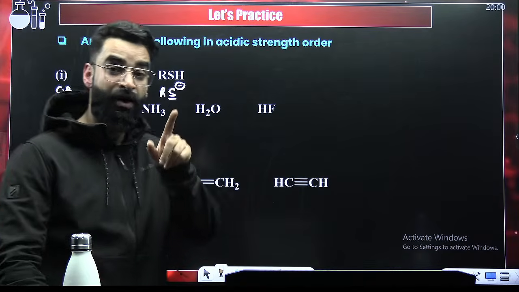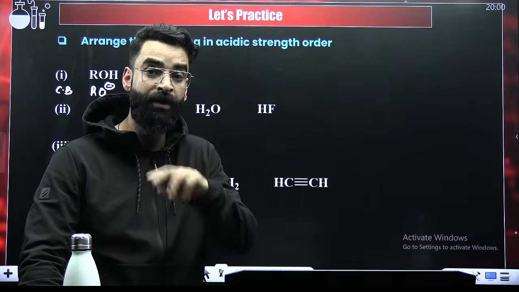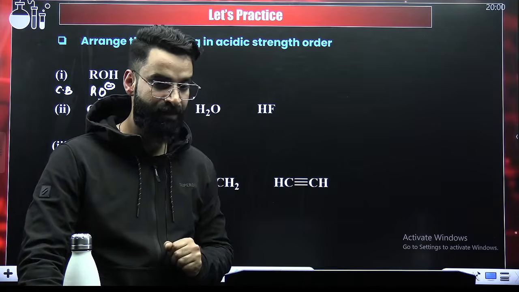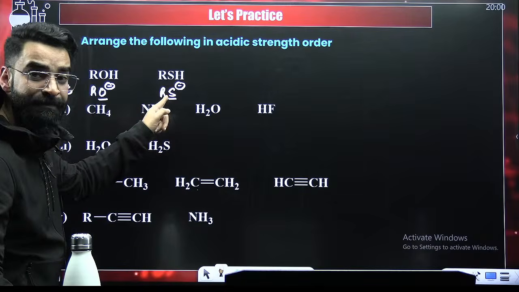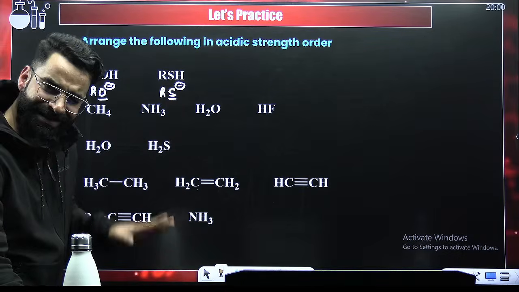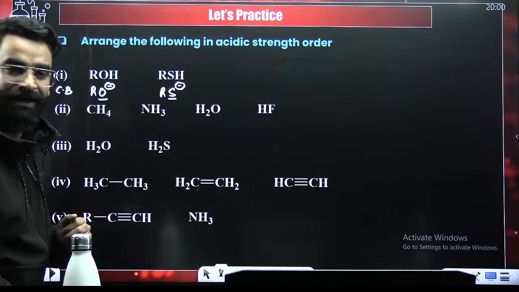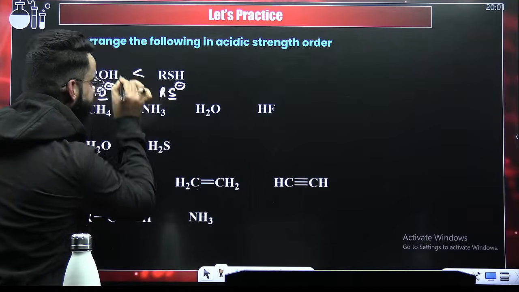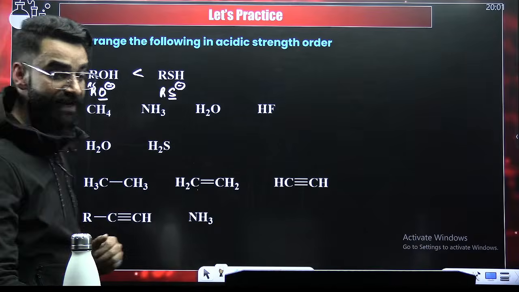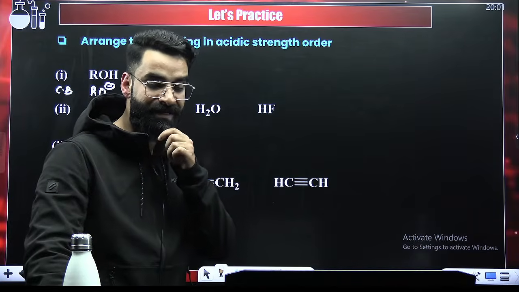Oxygen and sulfur belong to the same group, and in the group, VCD dominates. The more the size, the lesser the VCD, the more the stability. So this conjugate base is more stable, so its acid will be stronger, because acidic strength is directly proportional to the stability of the conjugate base. Right?